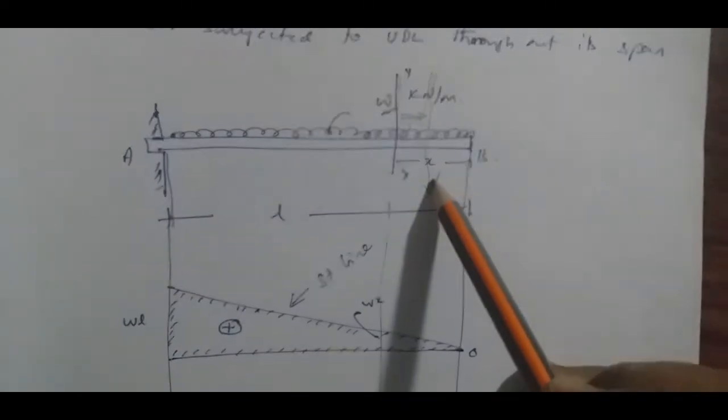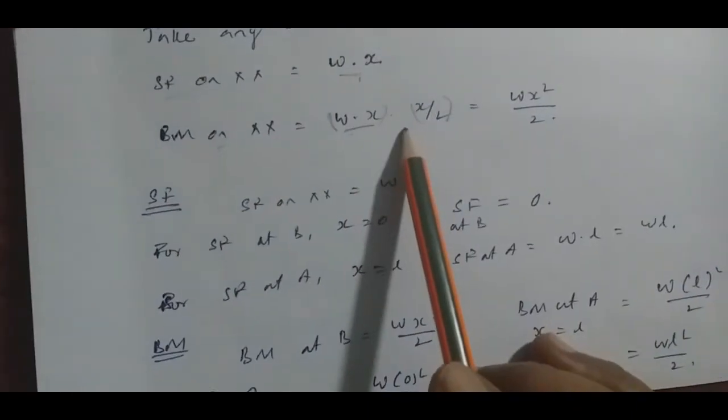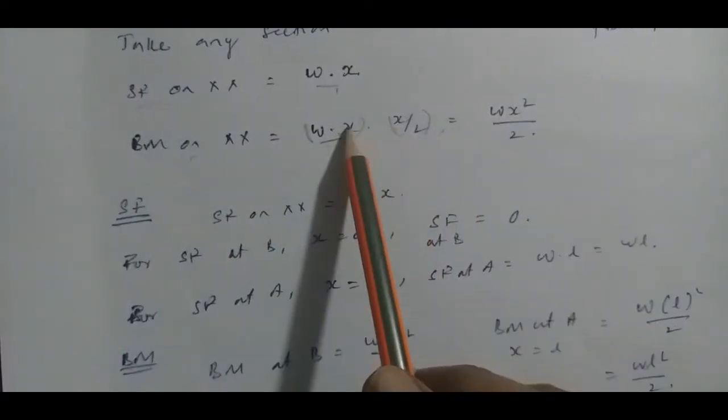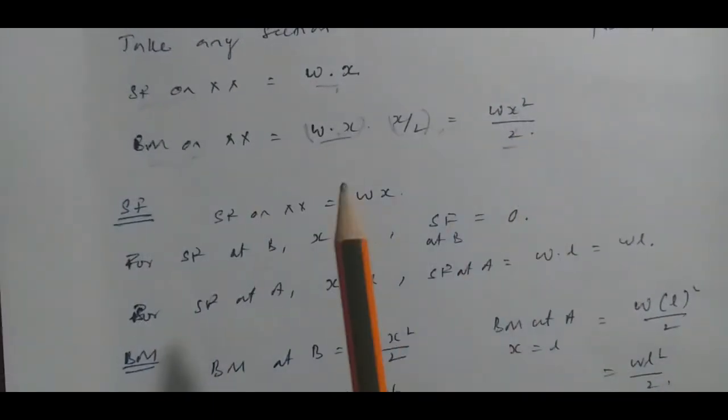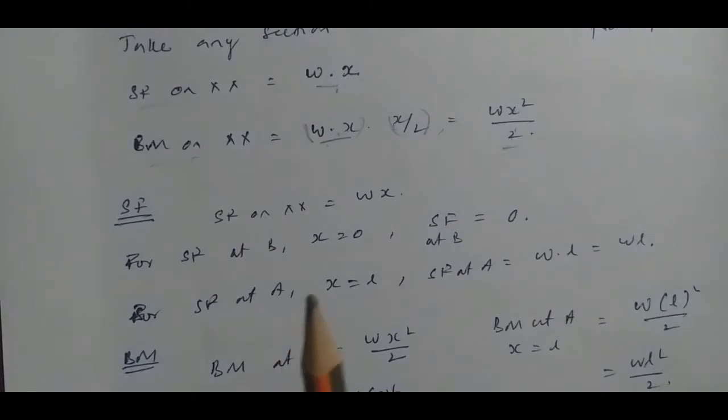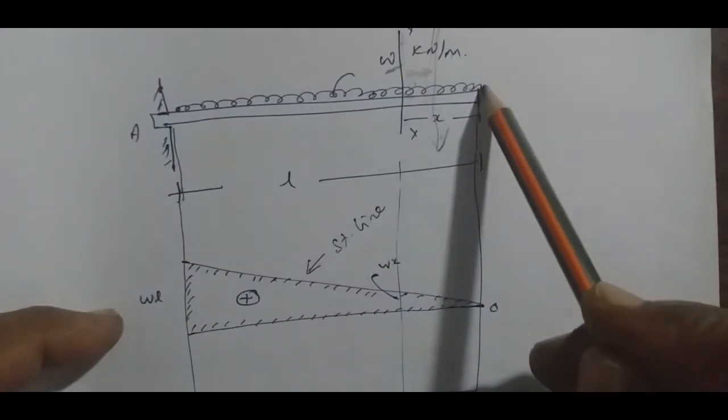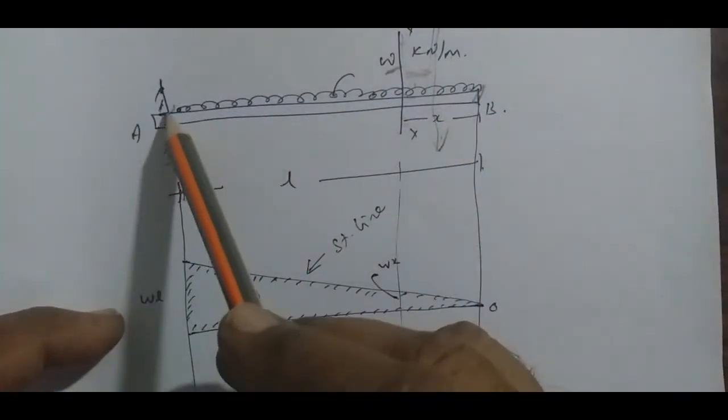It is acting at the center, so it is x by 2. So this is x by 2. Multiplying this by Wx square by 2 will be the bending moment on this value. Now we have to calculate the bending moment at the free end and the bending moment at the support.